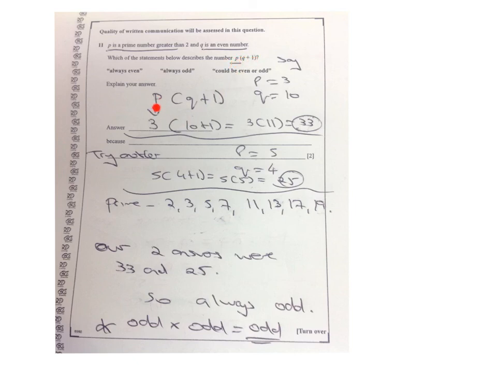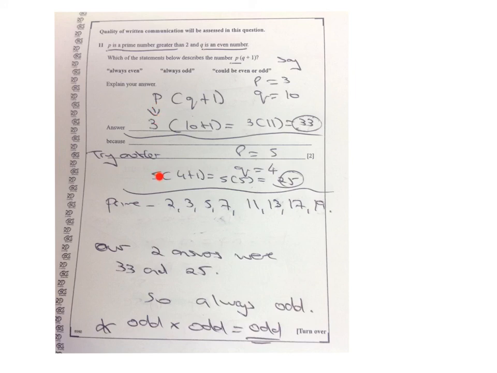Okay, so if, for example, we take any number. For example, we take our prime. We can't use 2 because they're saying don't use 2. So we take the prime number as 3. So if we put P in here as 3, we take Q to be 10. So 10 plus 1 is 11 times 3. 3 11s is 33. That's an odd number. Okay, that's odd. Let's try another one.